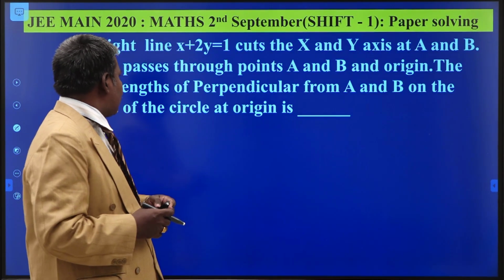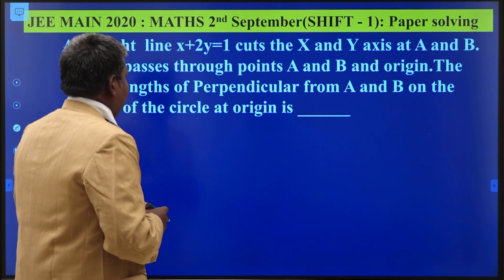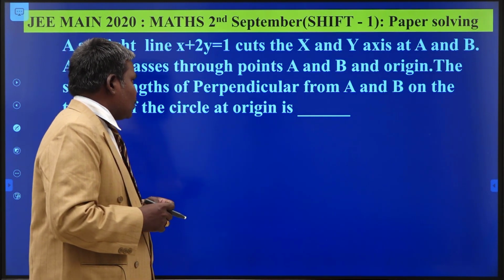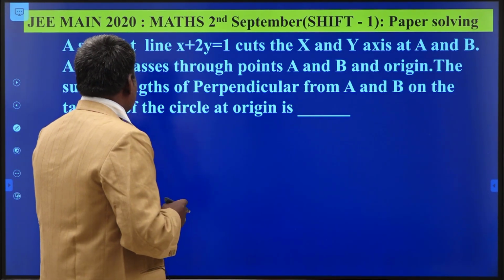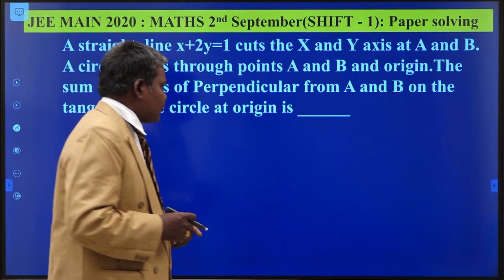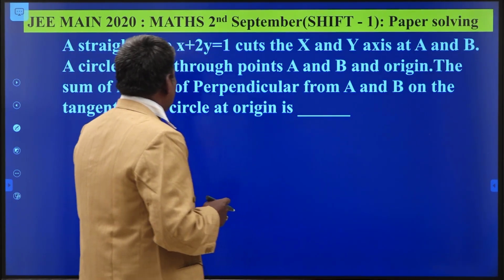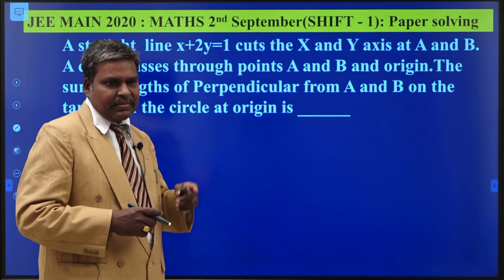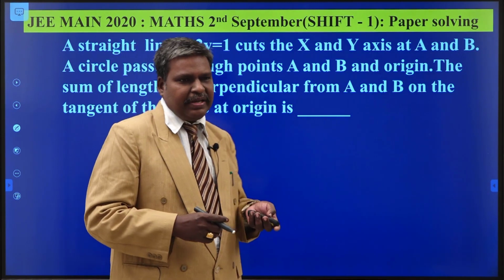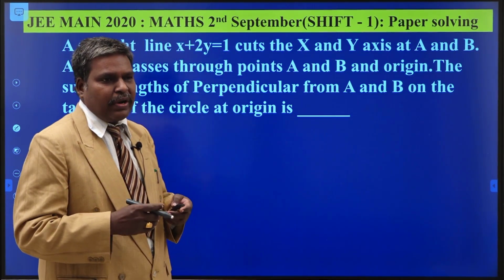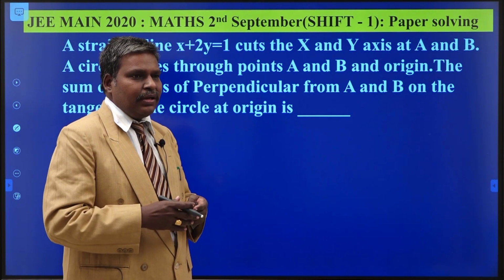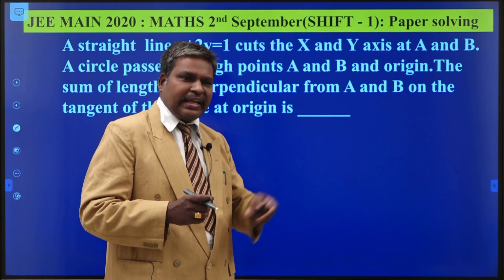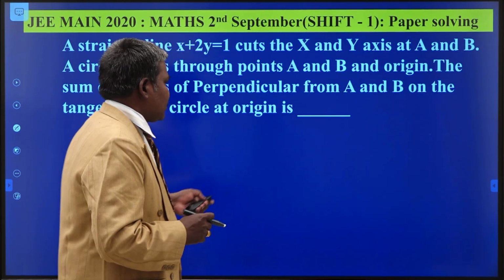This is the first question. A straight line x plus 2y equals 1 cuts the x and y axes at A and B. A circle passes through points A, B and the origin. Then find the sum of the lengths of perpendiculars from A, B on the tangent of the circle at the origin. So some line is there that intersects the coordinate axes at A and B. One circle is passing through the points A, B and origin. Then you have to find the sum of the perpendicular distances from A, B to the tangent at origin. Okay, let us draw the diagram.